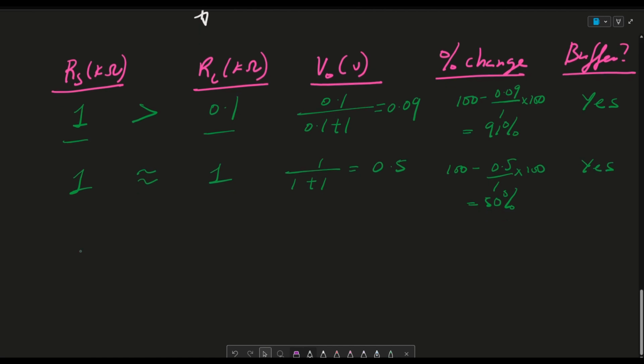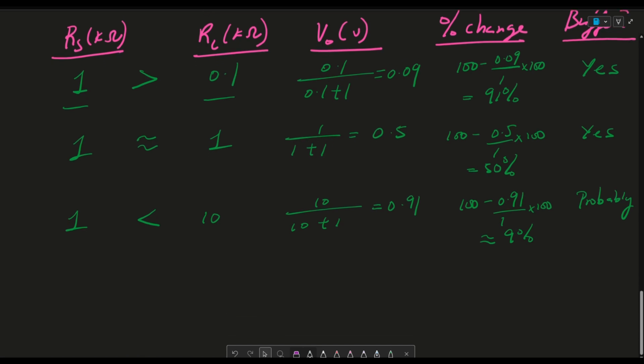So let's go into situations where RL is greater than RS. So this is 10. Then this becomes 10 over 10 plus 1. This is around 0.91. And if you do 100 minus 0.91 divided by 1 times 100, you would get around 9%. And depending on what your project is, you would probably use a buffer here. It just depends on what you're doing.